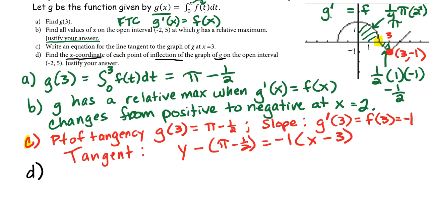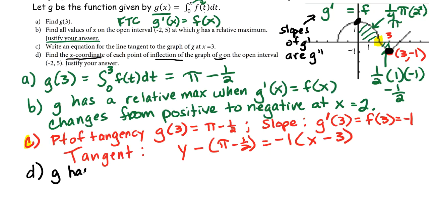That would be when g prime changes from increasing to decreasing, or decreasing to increasing. So when do the slopes of g prime, which would give you the values of g double prime, change? It changes from increasing to decreasing right here at 0, and when it changes from decreasing to increasing right here at 3. So now we need to put that in your own words.